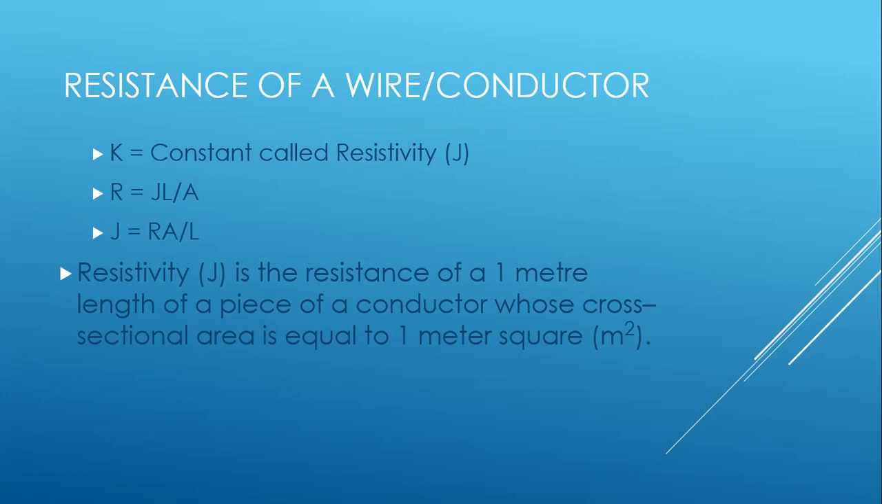So from there, you can get the definition of resistivity by the formula that we have derived above. Resistivity is just the resistance of 1 meter of the length of a piece of a conductor or a wire, whereby its cross-sectional area is equal to just 1 meter square.